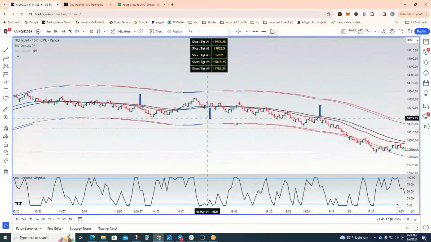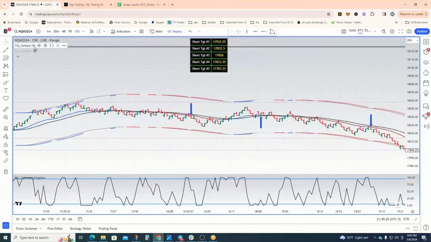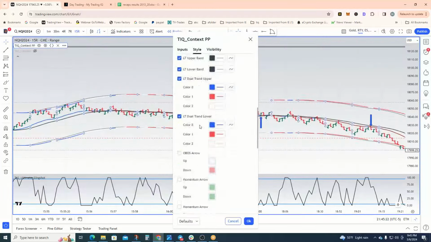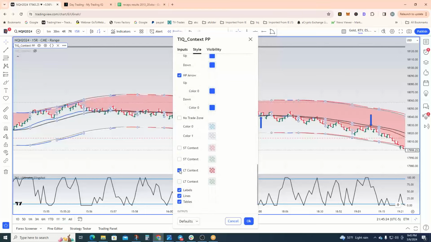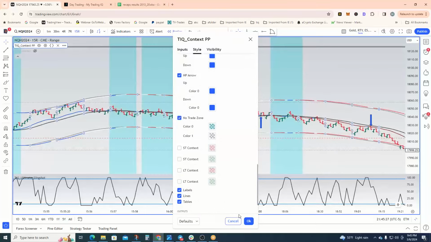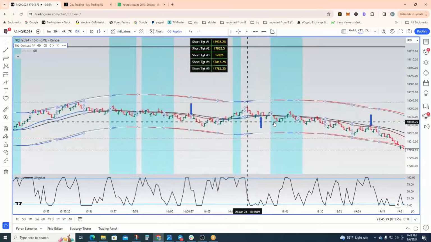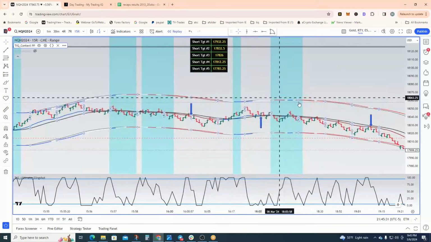We have a thing that actually identifies areas where you should not trade. It's called a no trade zone. So I'll put that on for you so you can see that. Oops, sorry, that's not it. This is the no trade zone right here. These horizontal aqua lines right here are no trade zones where the outer bands are flat and the market is choppy.